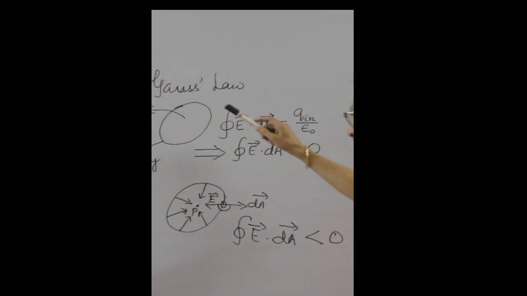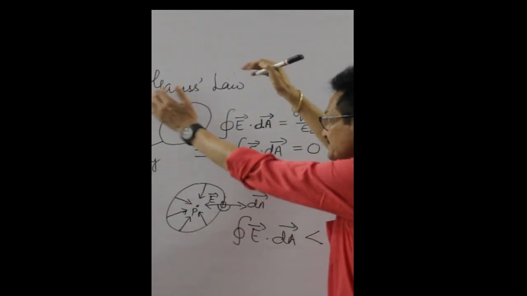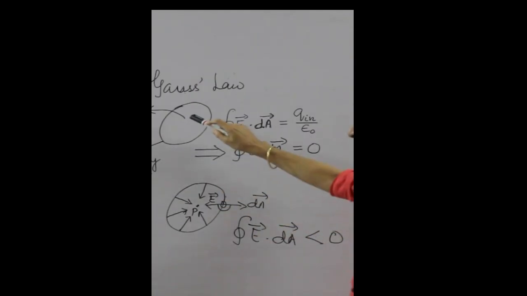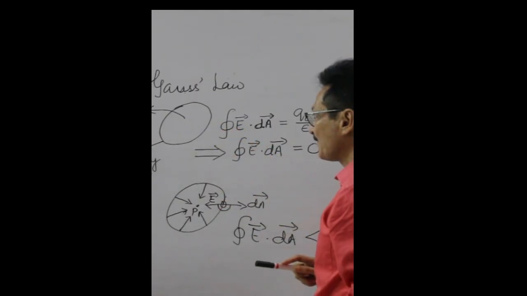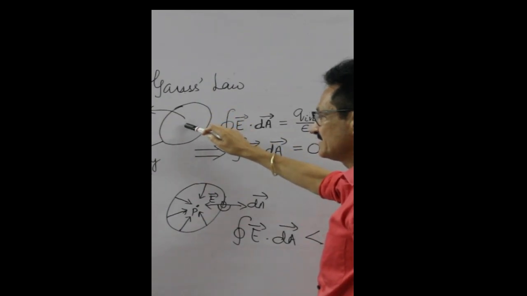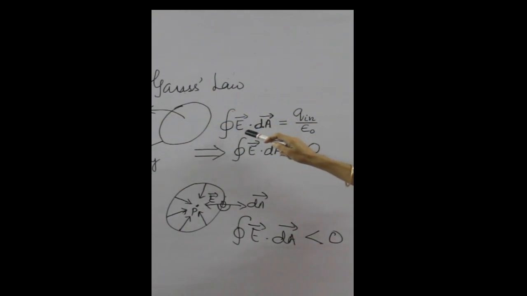Let us imagine that this is an imaginary surface and there are static charges around this surface, and this is an empty space. Now because this is an empty space, there is no charge in the space. Now let us apply Gauss law on this surface. This is Gauss law. Q in is 0, so the cyclic integral of E dot dA will be 0.